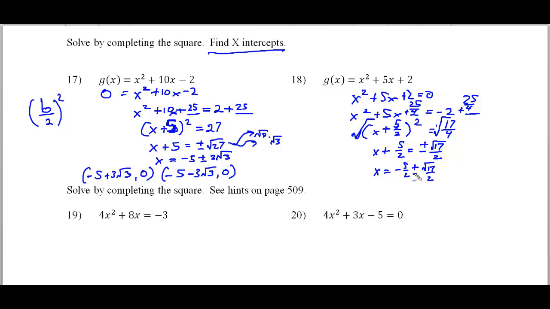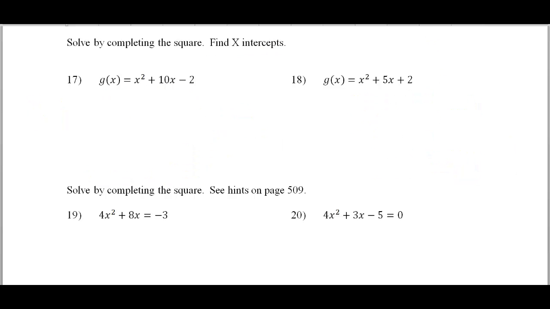This is actually an answer, or two answers for your two x-intercepts. So your first x-intercept is going to be negative 5 halves plus square root of 17 over 2, comma 0. And your second is going to be negative 5 halves minus square root of 17 over 2, comma 0. Again, what's interesting is you could type these into your calculators, see what the decimals are, and then verify by typing this into your y1, and then graphing it. You could then see, oh wow, that's exactly where it hits the ground. All right, moving on to problems 17 and 18.